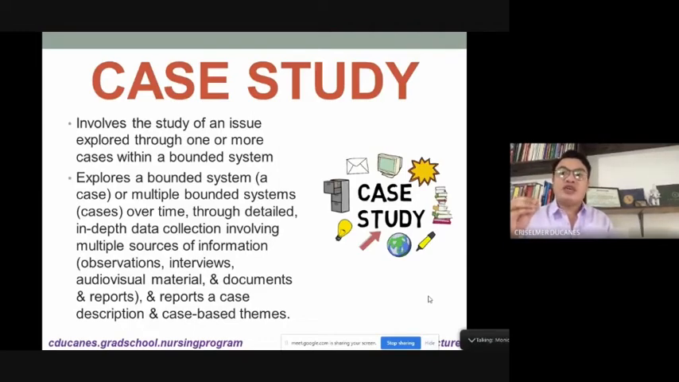Okay? So in your case study, you actually examine here a particular case through an in-depth and detailed data collection processes. Okay? So that's your case study. So we have here a lot of sources of information. How do we collect data? Okay? So if you think you want to study that, so we can use case study. Okay?